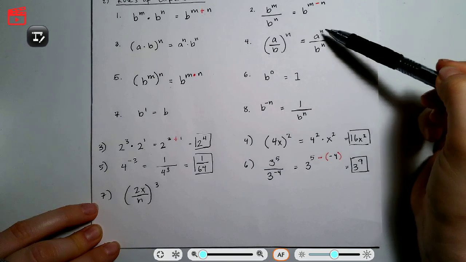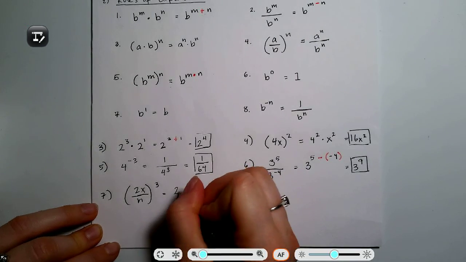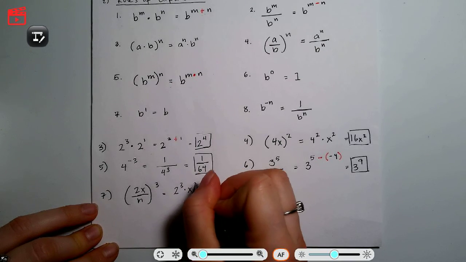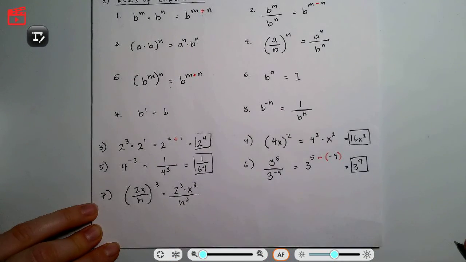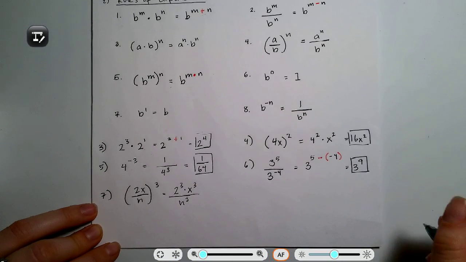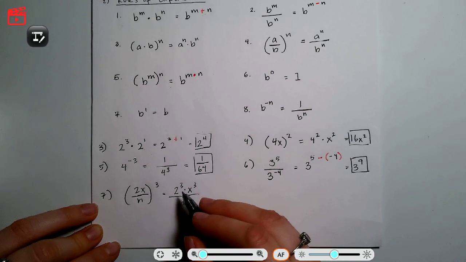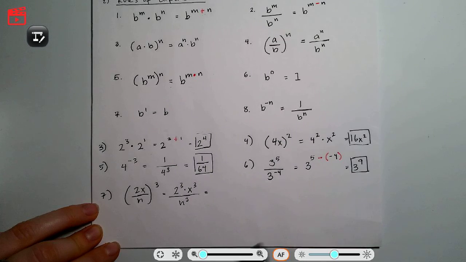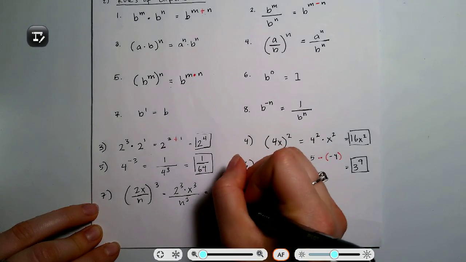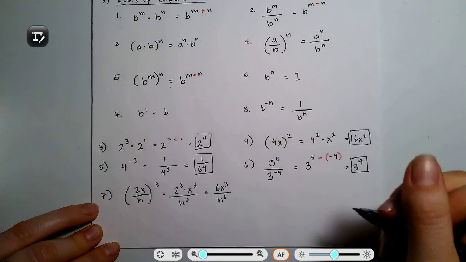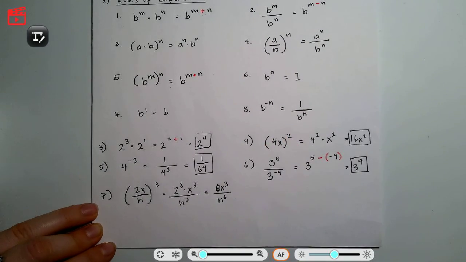So what do we do? Well, they each get the exponent. So this is going to equal 2 to the third power times x to the third power. Remember, each of the bases get the exponent, n to the third power. Can I simplify this? Well, I can do 2 to the third power. That's 2 times 2 times 2, which is 6. Oh, not 6, 8. Don't know where that came from. All right.